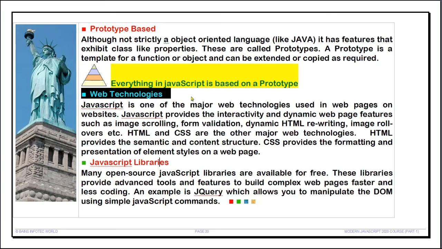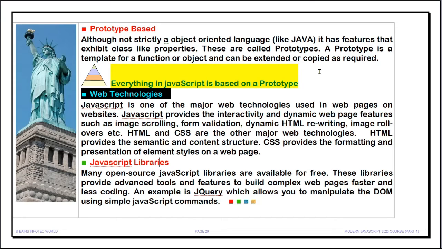Now, web technologies. JavaScript is one of the main web technologies used in building web pages today. JavaScript provides the programming code behind the web page. So when you click on a button, you can decide using JavaScript what happens when you click on that button. So you can do event handling. When you move a mouse over a picture or a photo, you can decide what happens then.